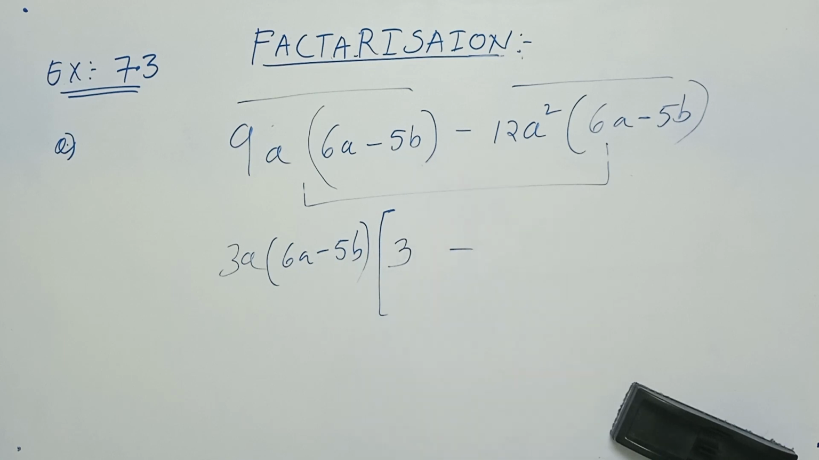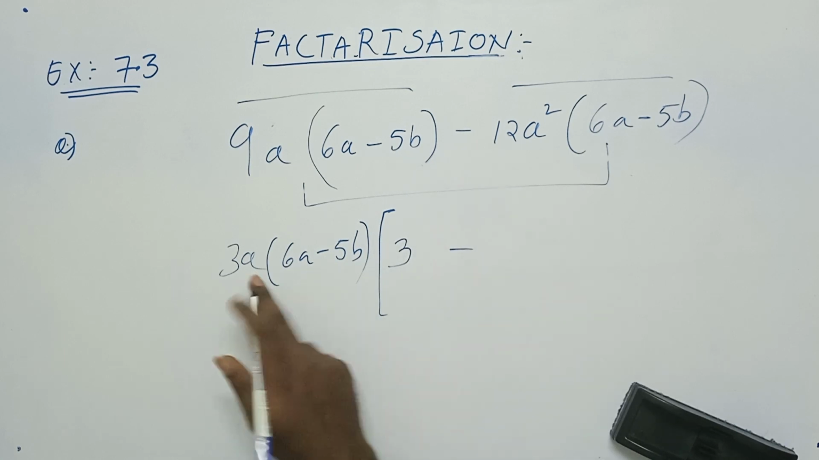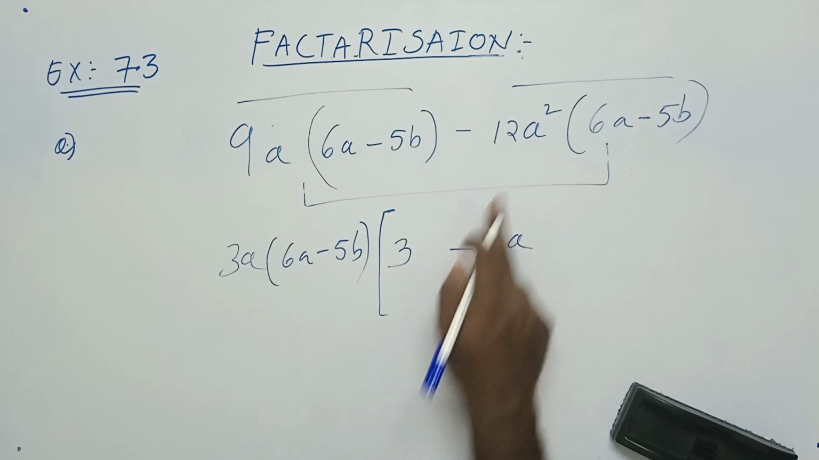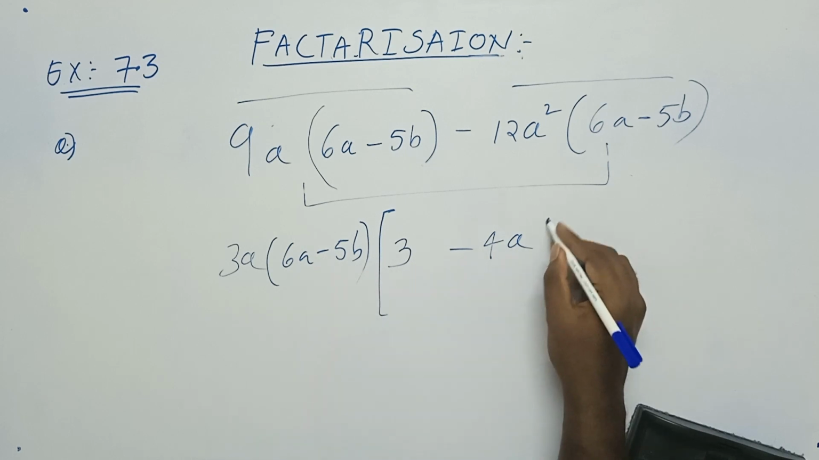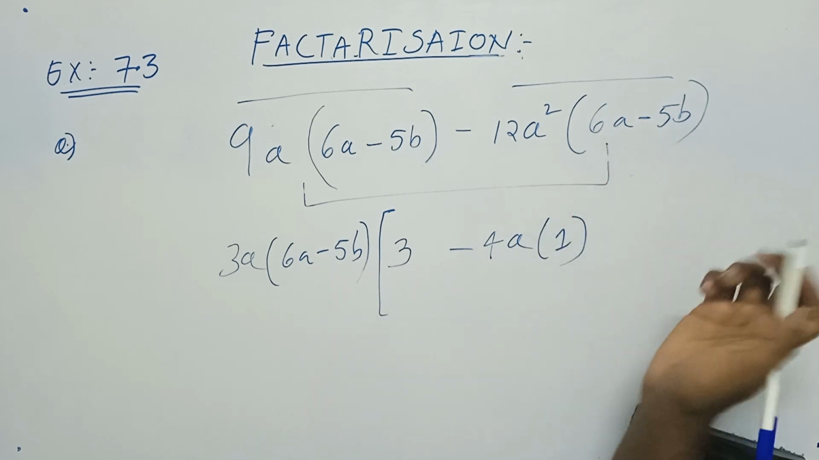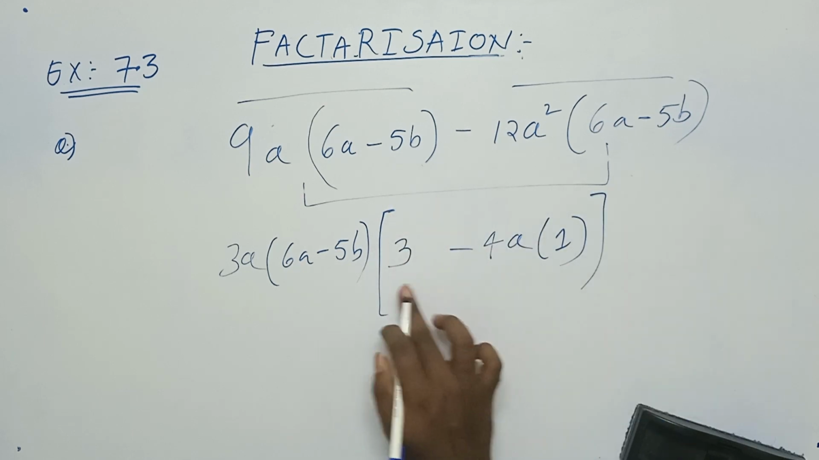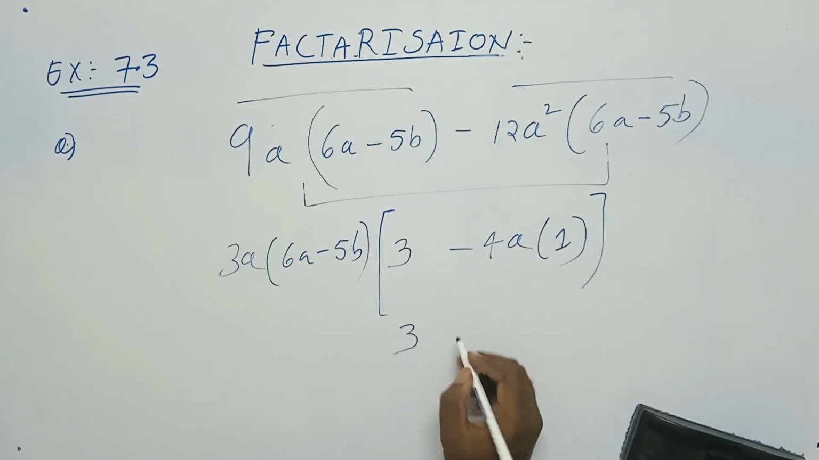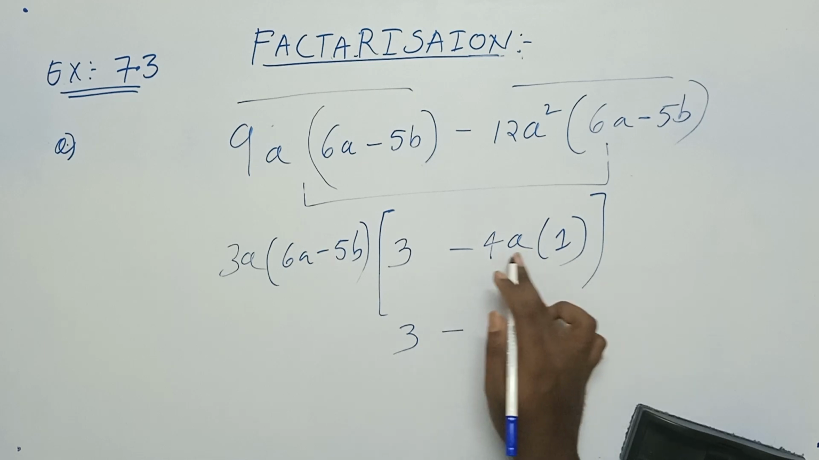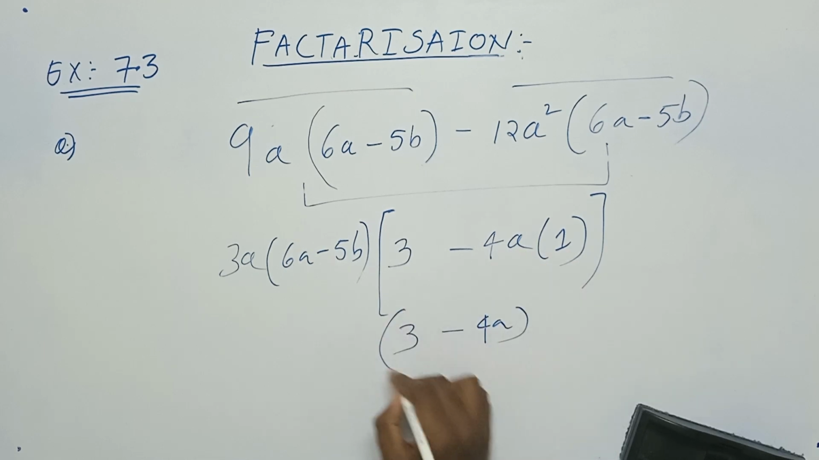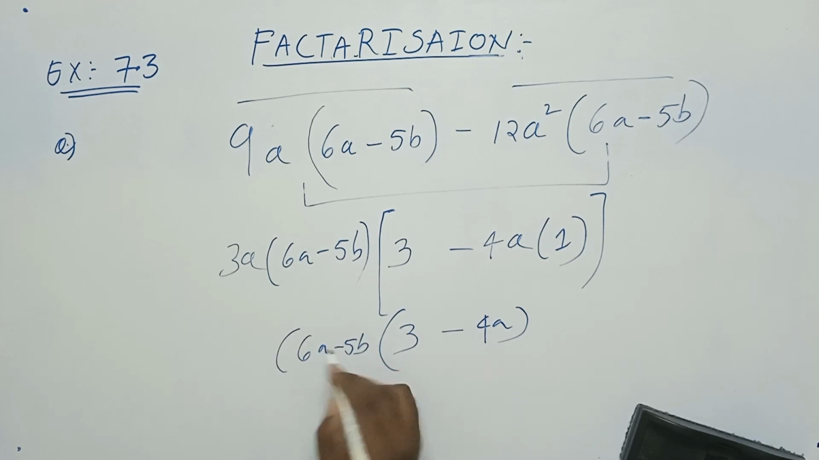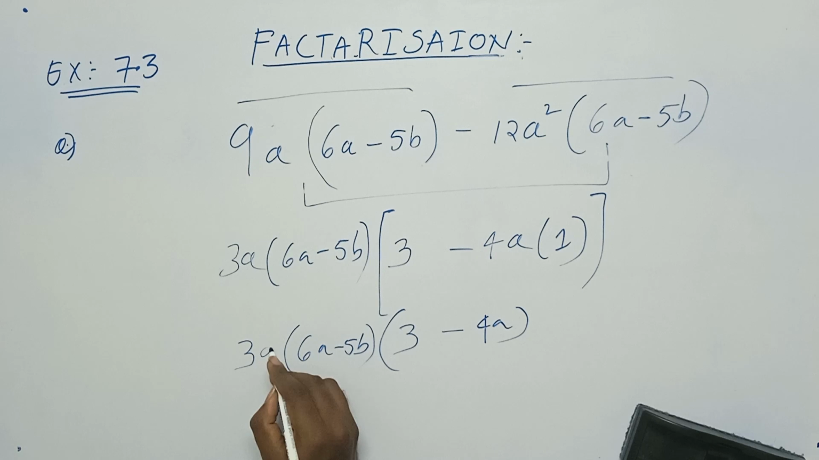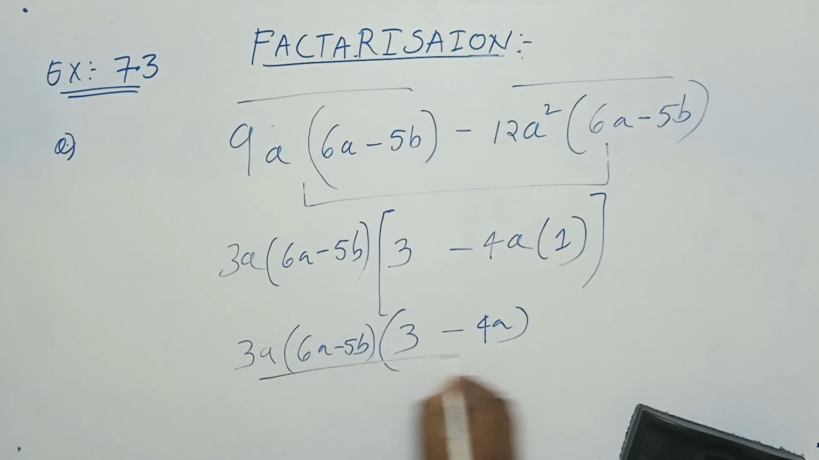Next we have a minus sign, we are going to keep the minus sign. 3a times 4a is 12a², minus 12a², right? (6a − 5b) times 1 is (6a − 5b), right? So now we are going to simplify further. It becomes 3 minus 4a times 1 is 4a. So (3 − 4a), and this is getting multiplied with (6a − 5b). This is getting multiplied with 3a, and now we got the product of three factors of a given expression.